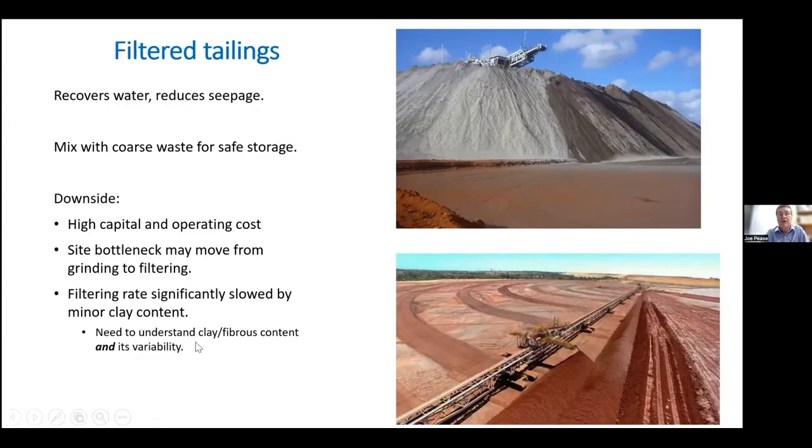So if you're going to look at dry filtering of tailings or invest in a mine that's going to do it, you really need to understand what's the content of clay in the ore or the fibrous minerals in the ore. Not only what the average is, but how does that vary? Because if it varies unexpectedly in 1 month, it may significantly lower throughput for the plant that month.